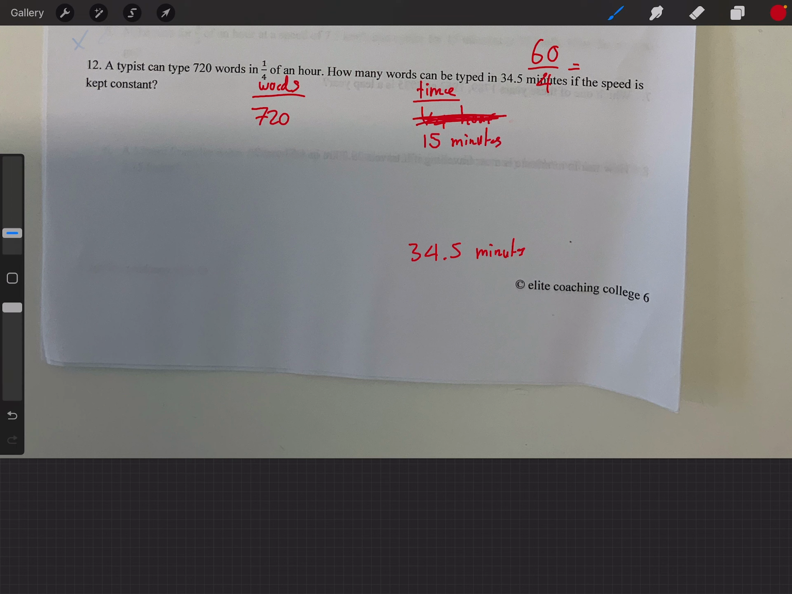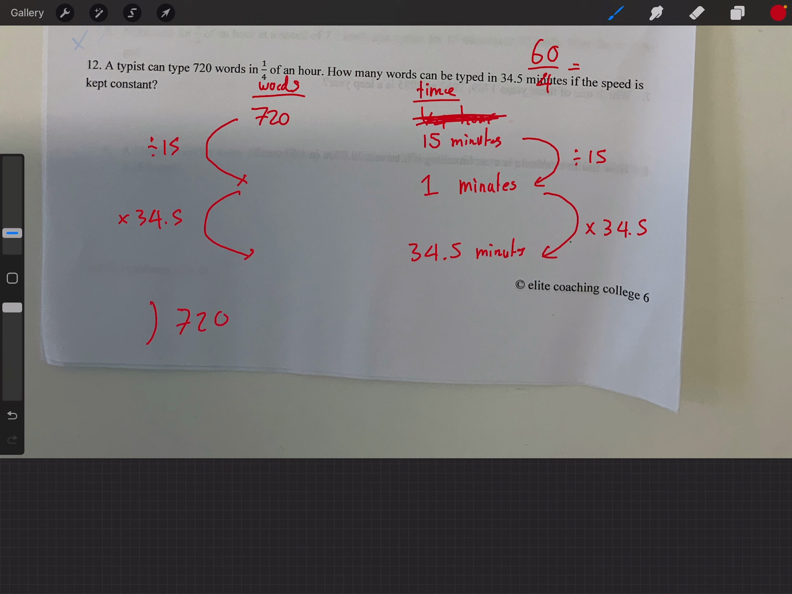All right, to go from 15 to 34.5 is still hard. So how about we just go to 1 first? 1 minute. How do you go from 15 minutes to 1 minute? Well, you divide it by 15. And then to go from 1 minute to 34.5, you just times it by 34.5. Okay, so here I'm going to divide it by 15 as well, and I'm going to times it by 34.5.